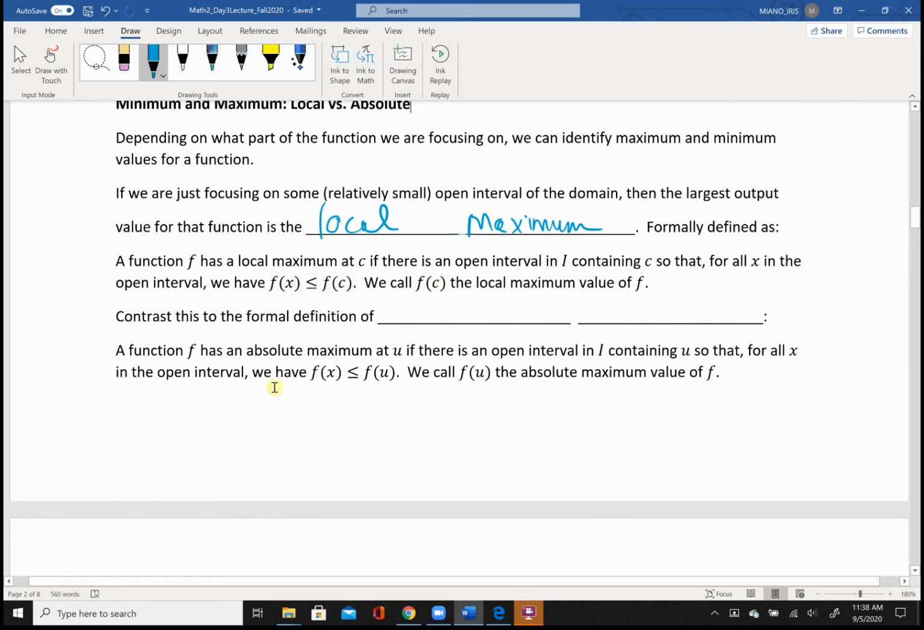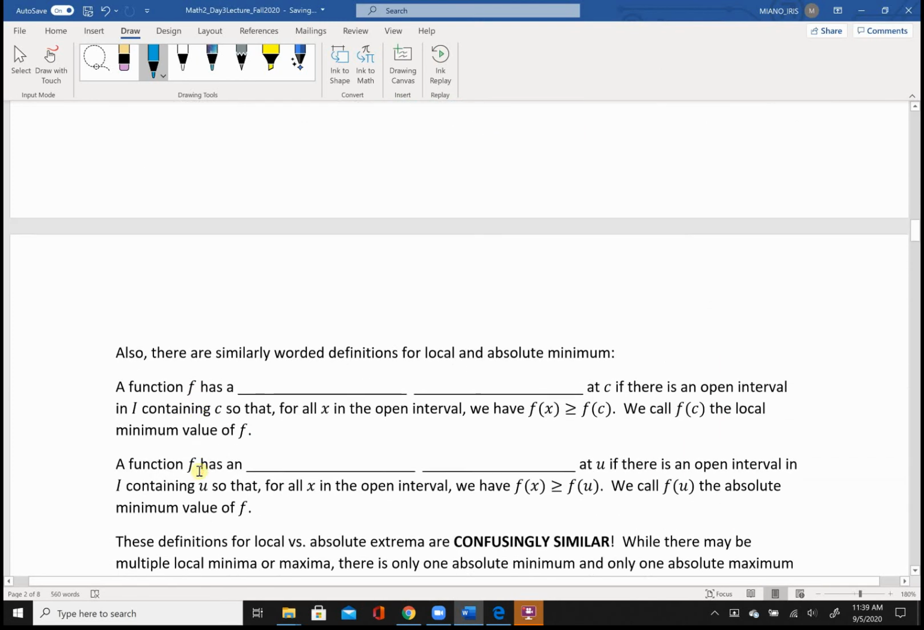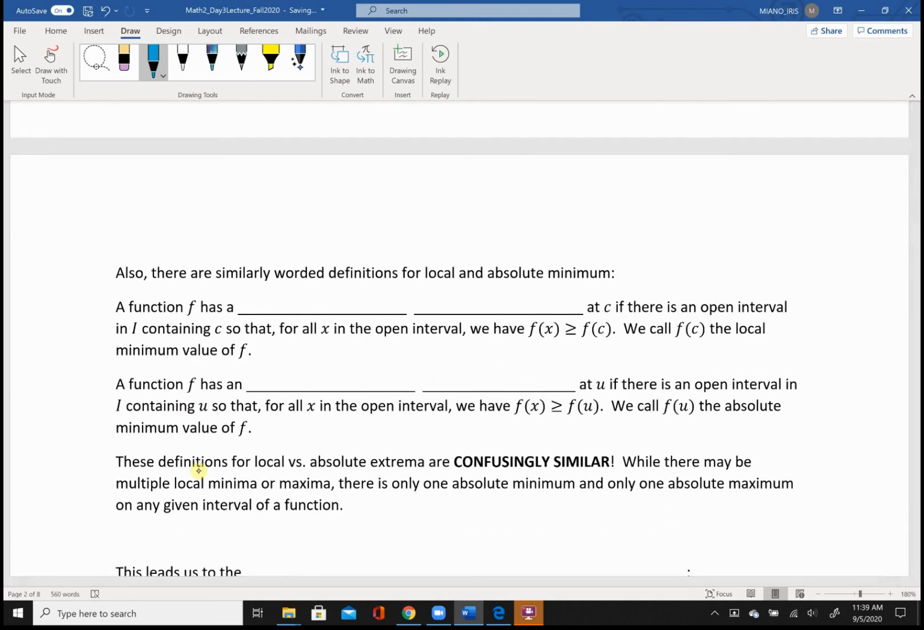Then there's a formal definition, if you're reading ahead, starting right here, of an absolute maximum, which you will find has pretty much the same wording, except for c changed into a u. I find that to be a little bit confusingly similar. And then we have these other formal definitions for local minimum, I'll go ahead and fill those in, and absolute minimum.